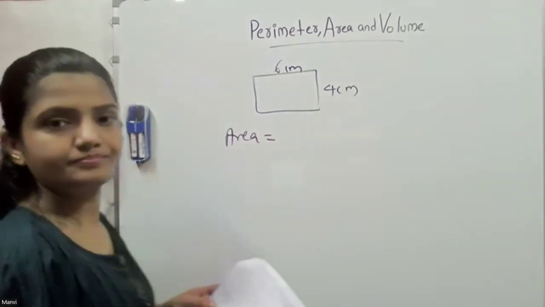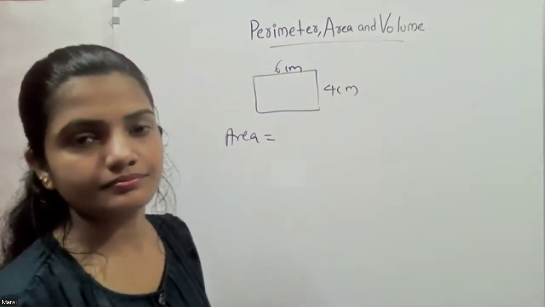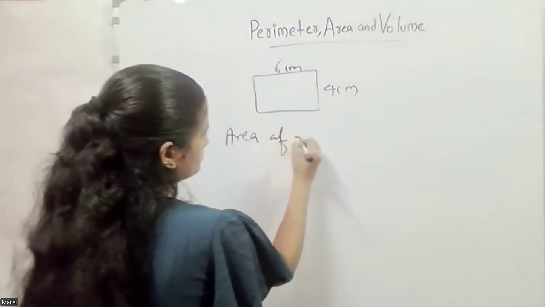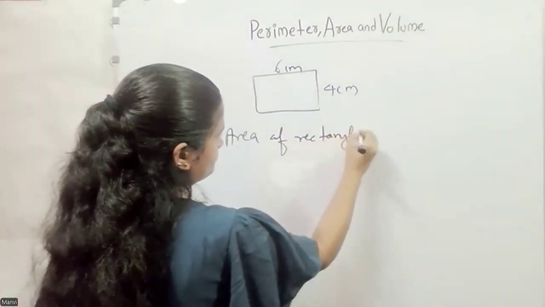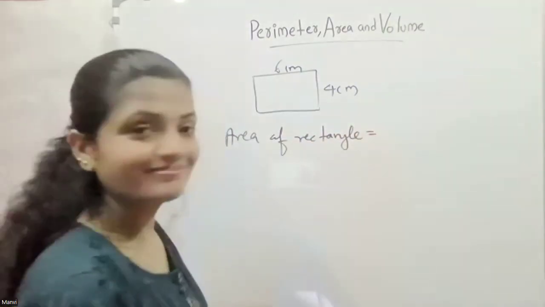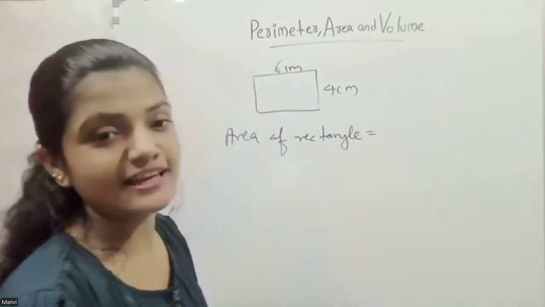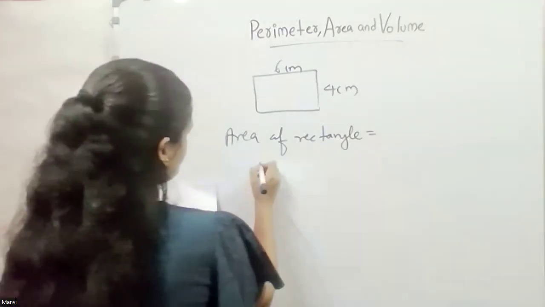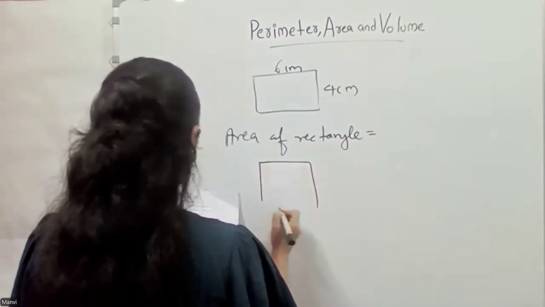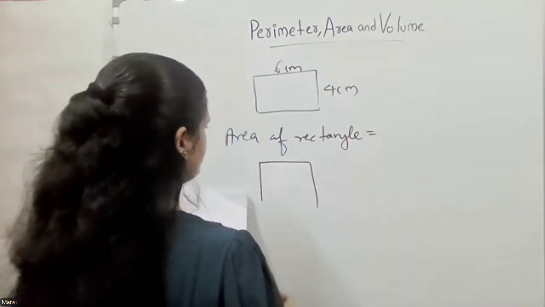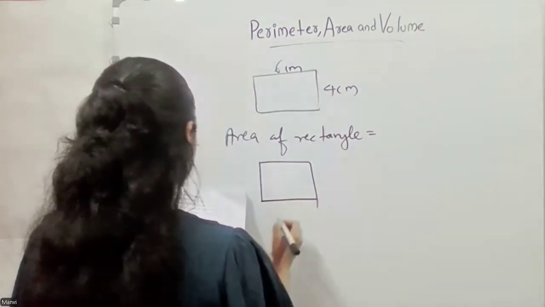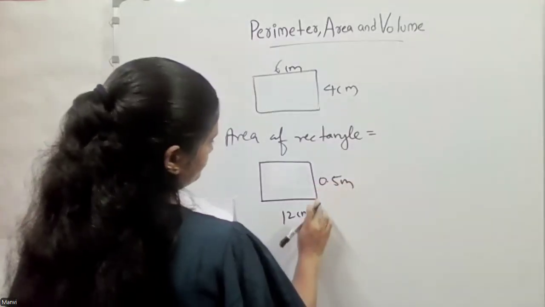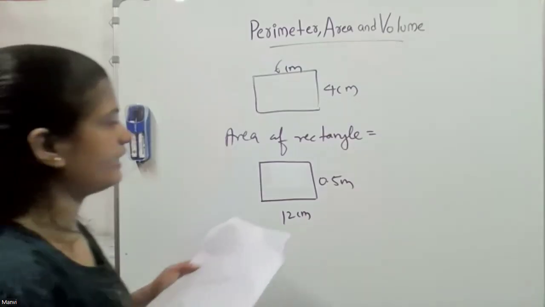Area of rectangle. 24. 24 centimeters with the power of 2. Very good. 24 centimeters square. Now, the next one, another rectangle whose side length is 12 centimeter and 0.5 meter. Find the area of this rectangle.